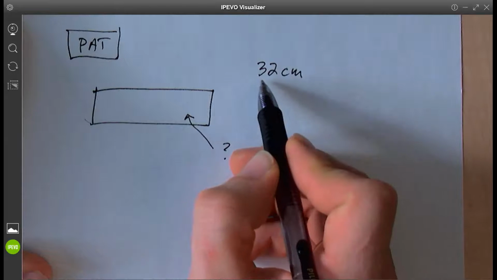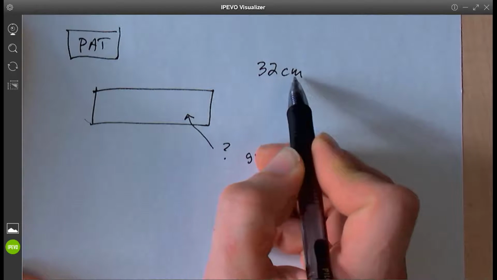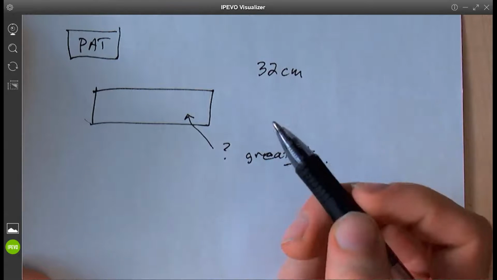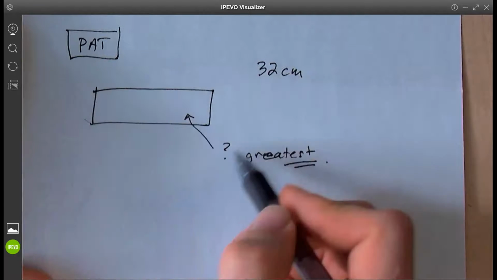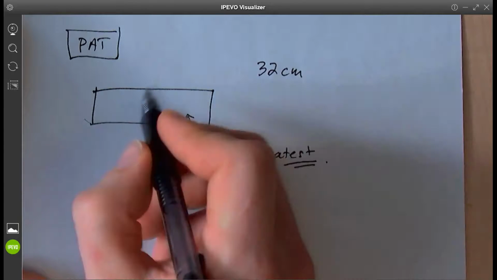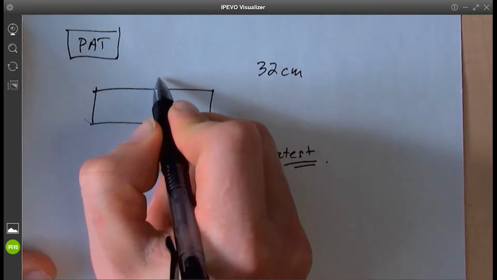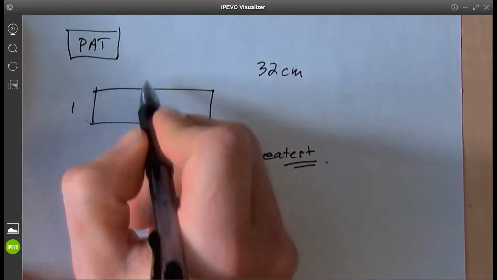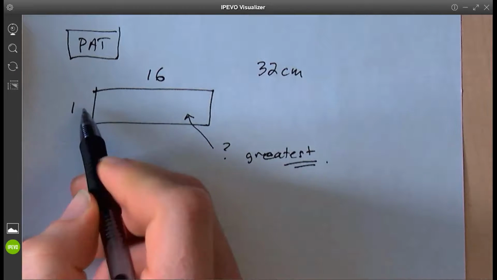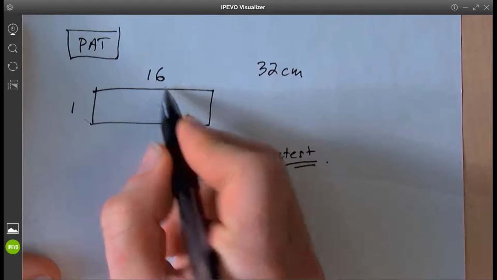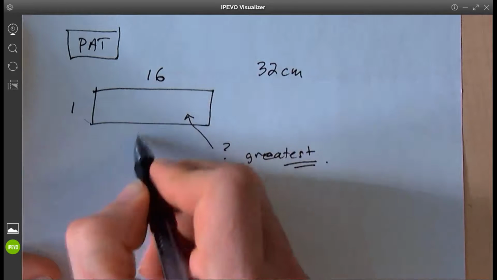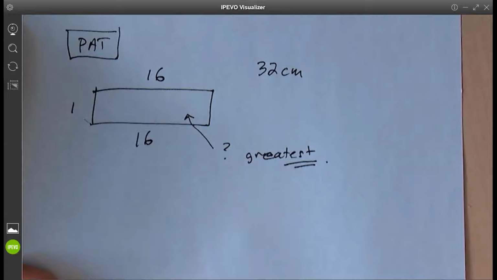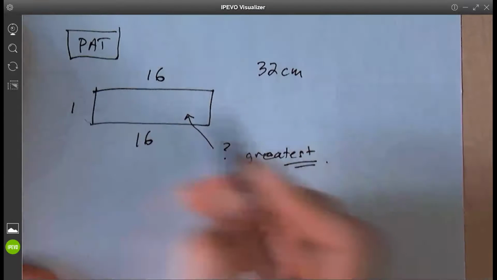Well, let's look at 32. How can I break this up into 4 sides? Okay, so I'm going to just try 1 times 16, which was the example it gave. 1 times 16 would be the area. Does that work? 16 plus 16 is 32. That doesn't work. It doesn't even work.